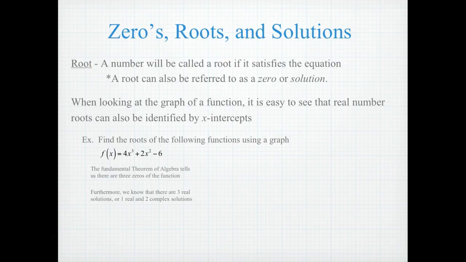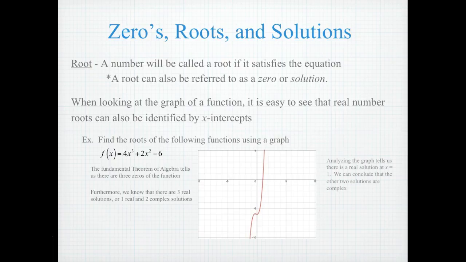So we're going to take a look at the graph. If the graph crosses the x-axis in 3 distinct places, we know that there's 3 real solutions. However, if it only crosses one place, then we know there's 1 real solution and 2 complex solutions. So let's take a look at the graph. Analyzing the graph tells us that there is one real solution at x equals 1. We can conclude that the other two solutions are complex.